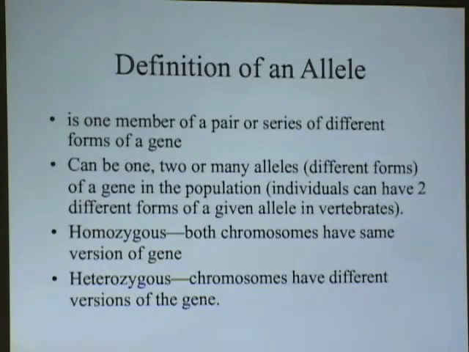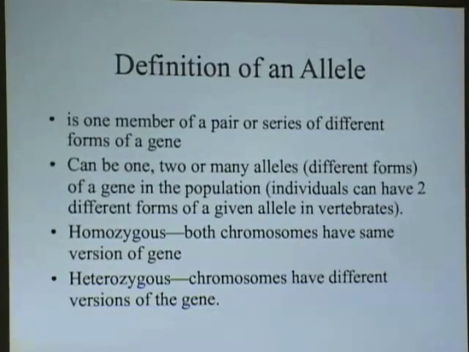Okay, let's talk about alleles. An allele is a member of a series of different forms of a gene. In a population, you can have lots of different alleles, but in an individual, how many different forms of an allele can you have? Two, one on each chromosome, right? So that's the max. You could be homozygous, right? Hang on to those ideas.